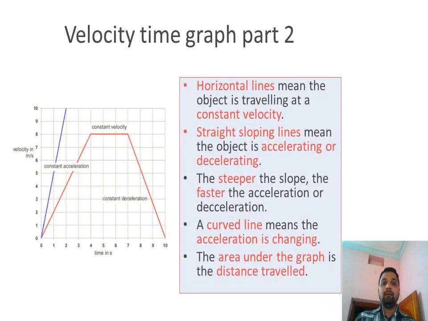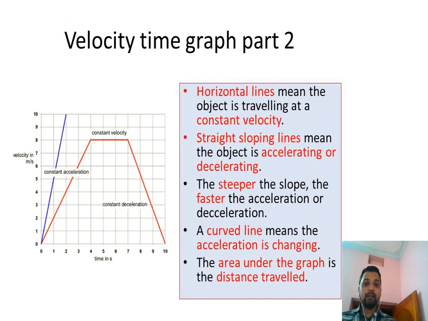Next is the velocity time graph. Here you can see a velocity time graph. If you observe closely, first this graph is just uniformly increasing. Then at a particular point it is constant, then it is going down.